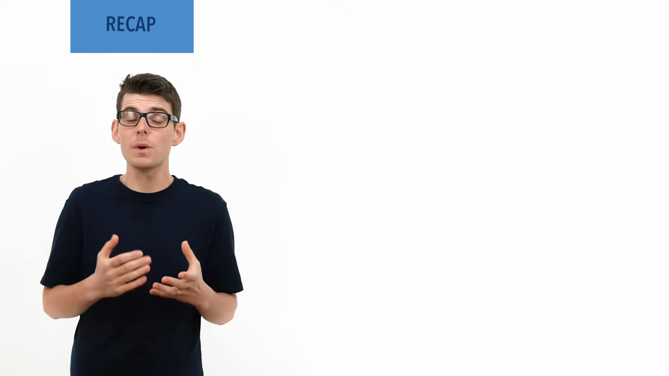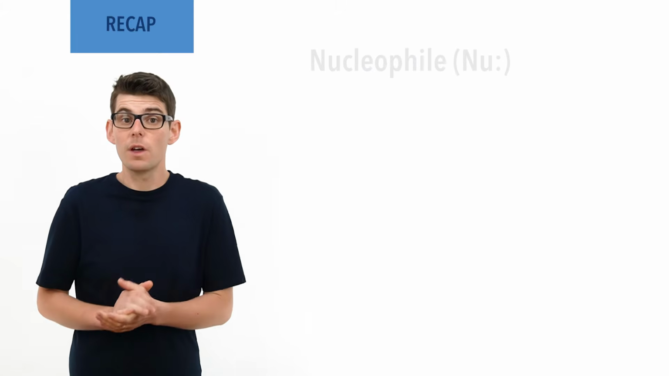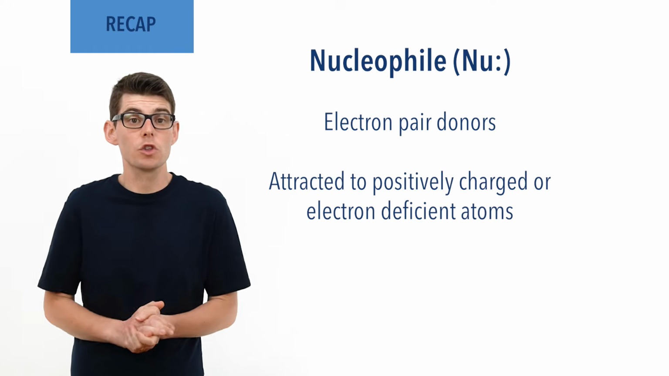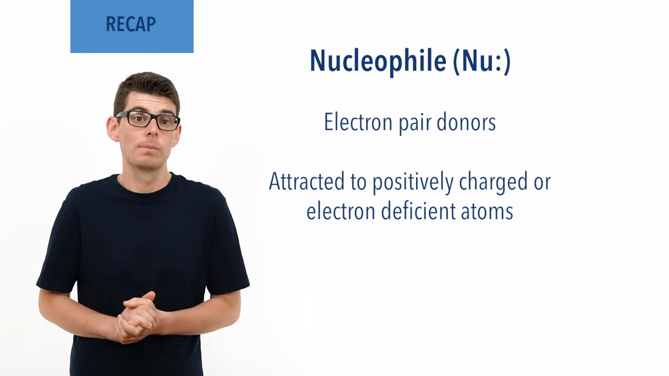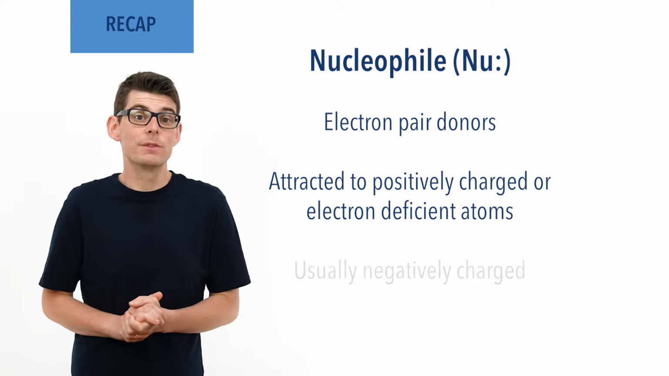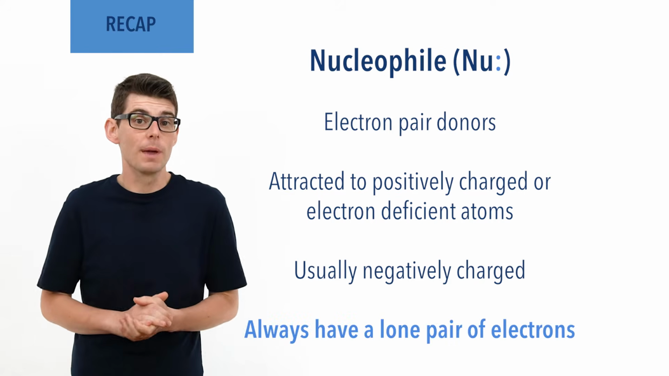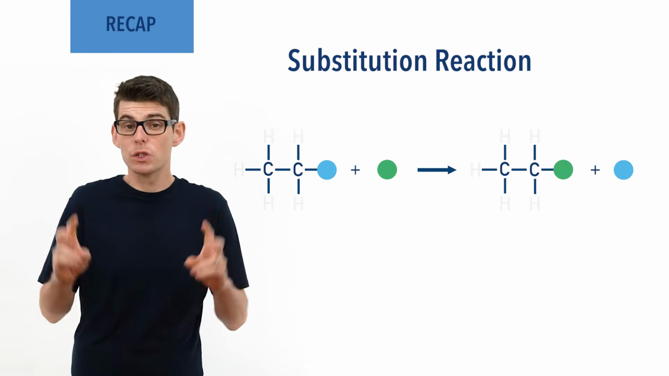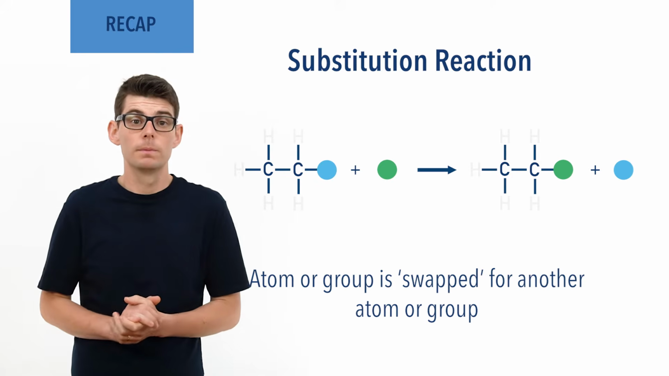Before we talk in detail about the mechanisms, there are a few essential ideas you need to be comfortable with. A nucleophile is an electron pair donor that is attracted to a positively charged or electron deficient atom. Nucleophiles can be negatively charged and always have a lone pair of electrons. A substitution reaction is where one group or atom in a molecule is swapped for another group.